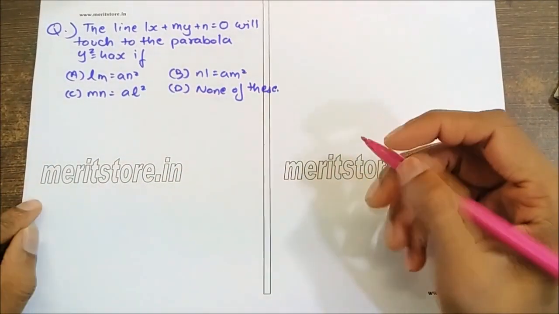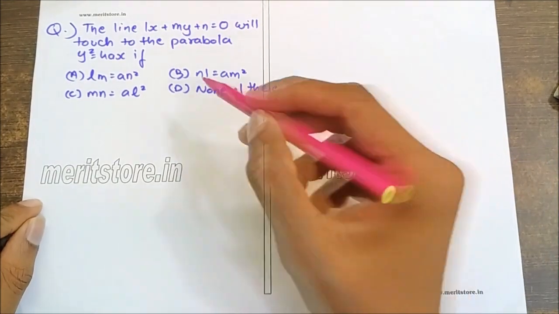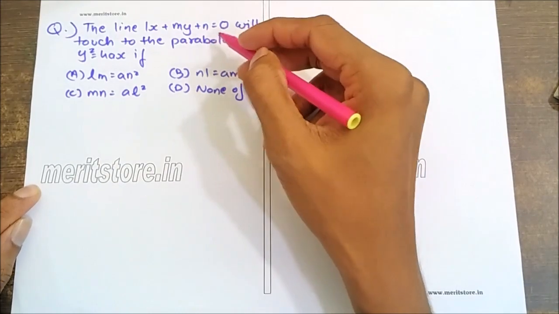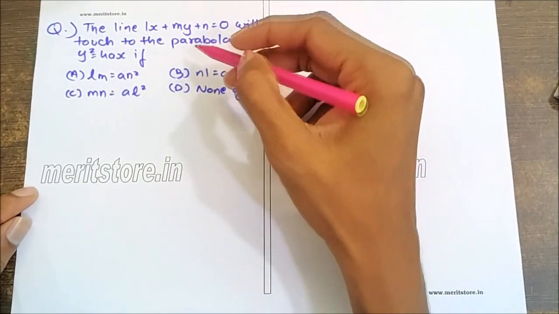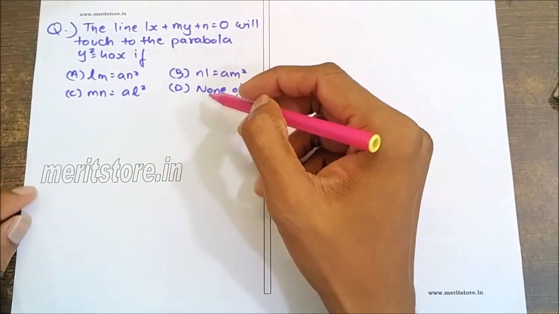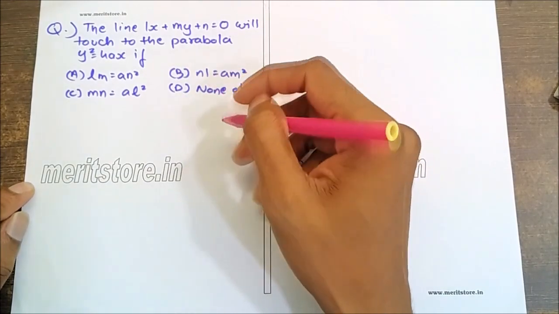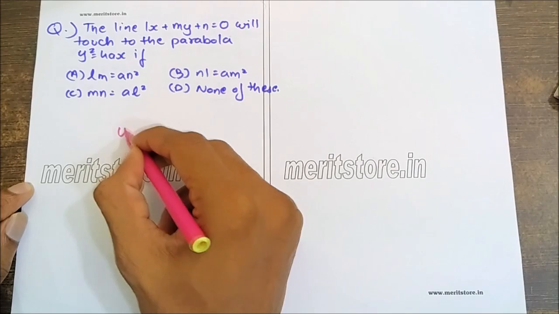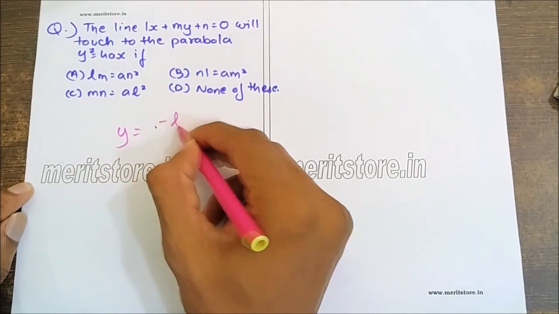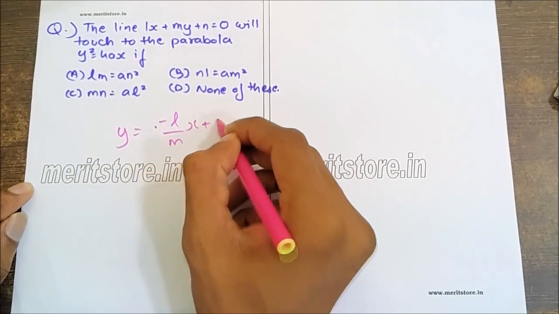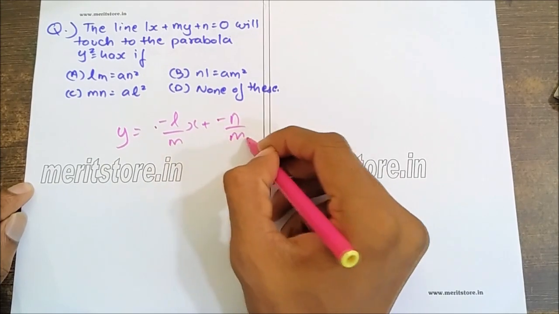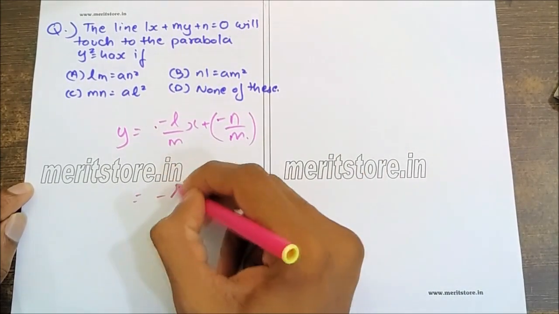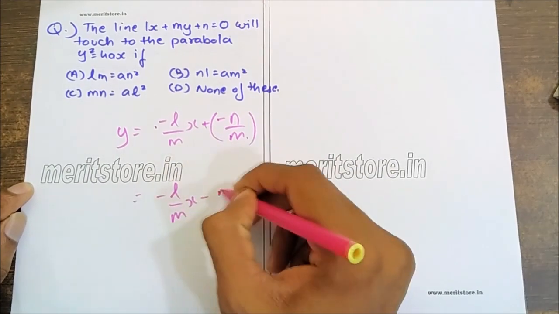Let's see MCQs on conics. This is a parabola. The line lx plus my plus n is equal to 0 will touch the parabola y square is equal to 4x if, we are given 4 options over here. The line lx plus my plus n is equal to 0, where we get y is equal to minus l upon m x minus n upon m.